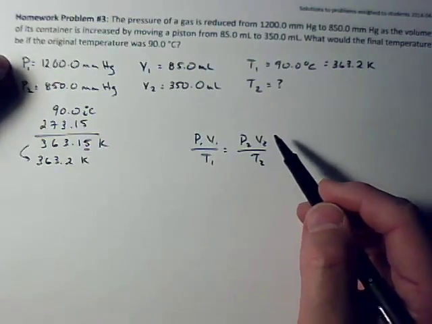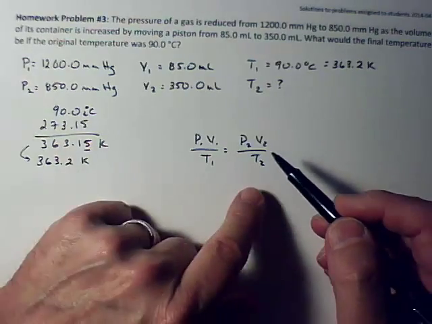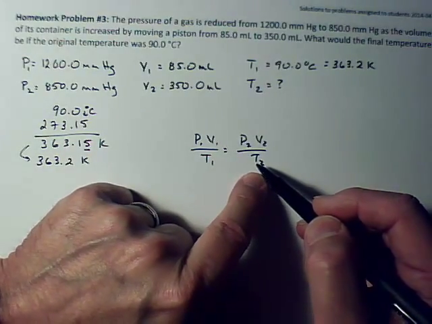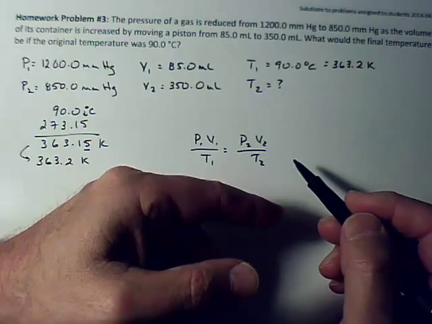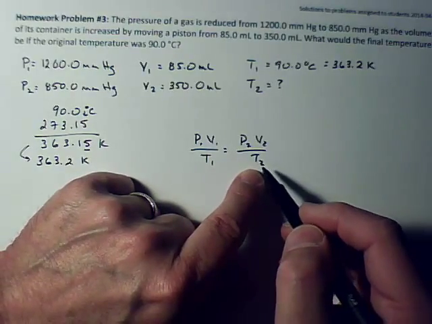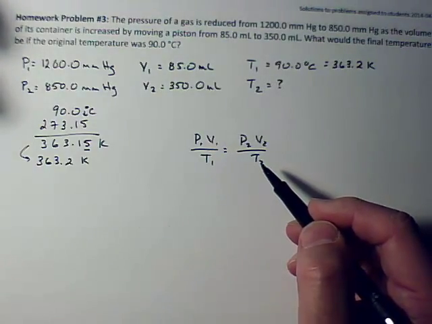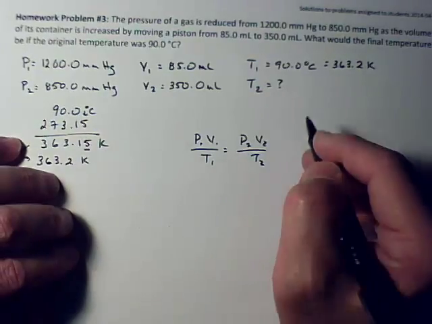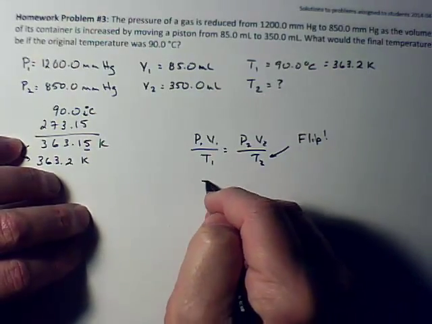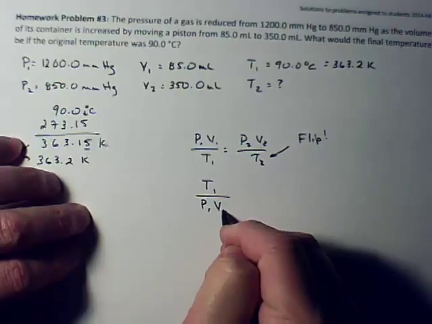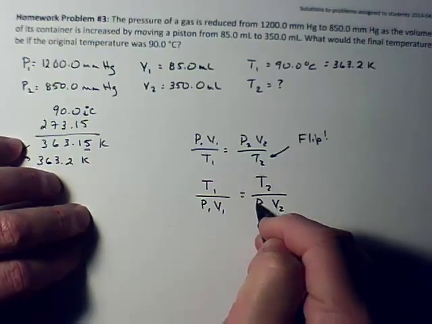Now, I don't care whether you flip it now or flip it later. Doesn't matter. You're going to have to get T2 on the top of the fraction. You can plug stuff in, and when you see that T2 is by itself on the bottom, flip it then. Or if you're lucky enough to notice it here, you can flip it now. I'm going to go ahead and flip it now so I can see that I need to do this, because I'm trying to find that number. So I'm going to write T1 over P1 V1 equals T2 over P2 V2.